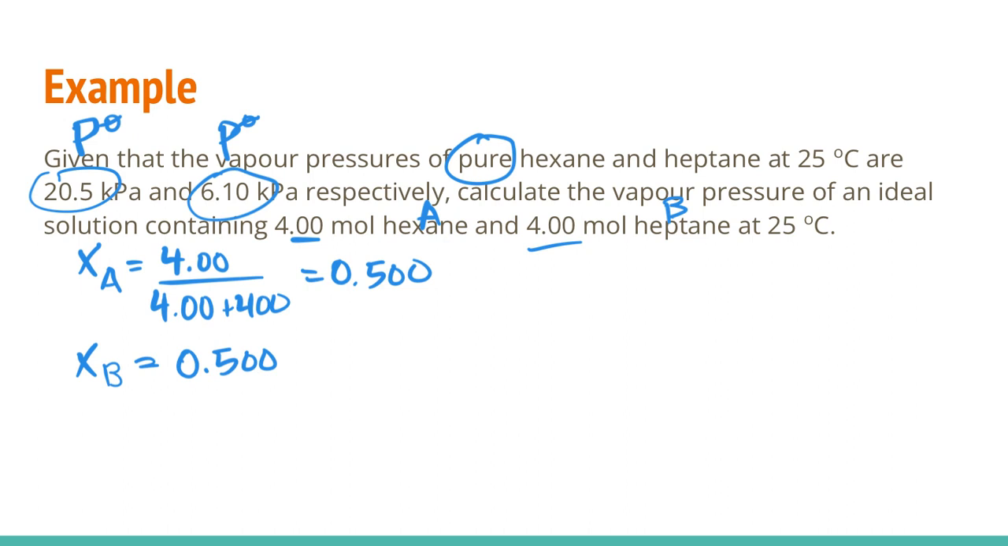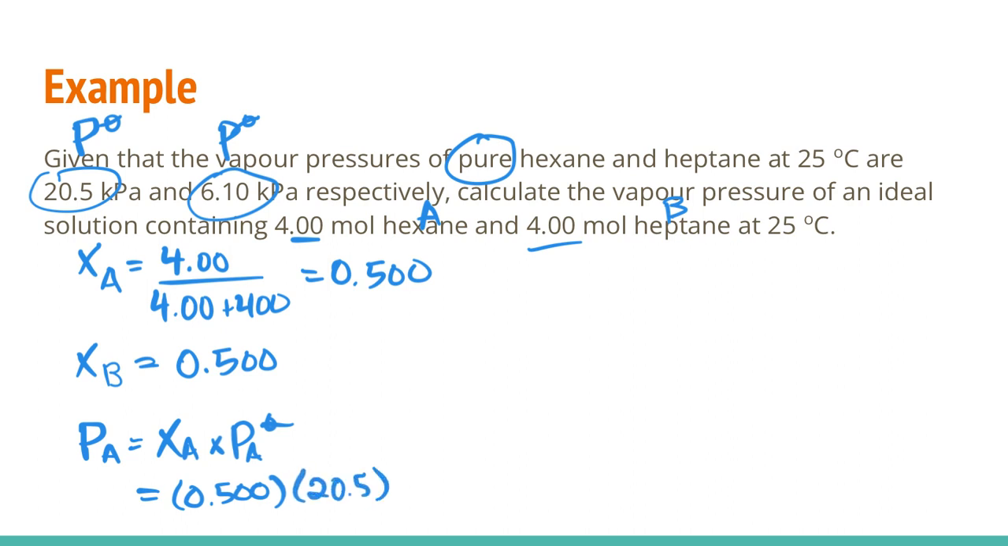All right, so now we can figure out the vapor pressure with respect to A. That's going to be the mole fraction of A times the vapor pressure of the pure liquid. So we're going to take 0.5, and A is hexane, so that's given to us at 20.5 kPa. So that gives us a partial vapor pressure of 10.25 kPa.